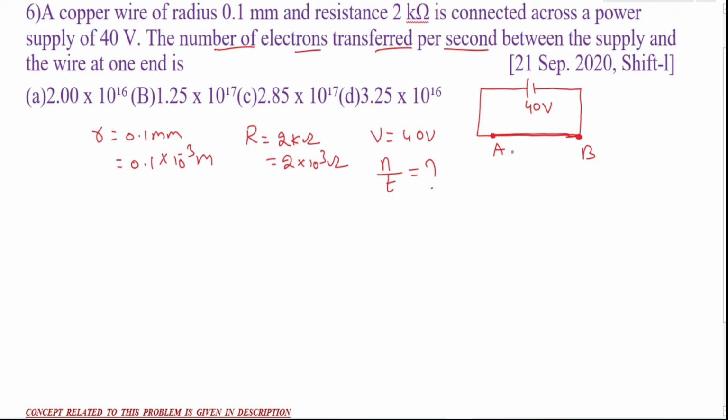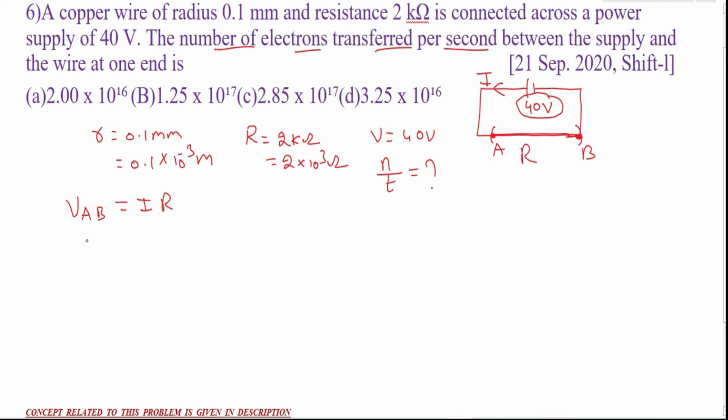Now this wire is connected to a battery, that is, this wire is connected to a circuit. Then what will happen? Current will flow in the circuit. Let I be the current flowing in the circuit. Now this 40 volts generated by the battery will be dropped across AB. According to Ohm's law, the potential drop across any section of a wire is given by V is equal to IR, where I is the current flowing in the circuit, R is the resistance of the wire in this case.